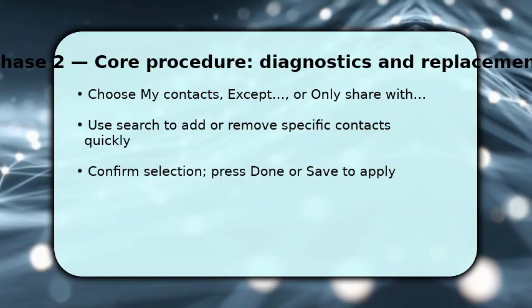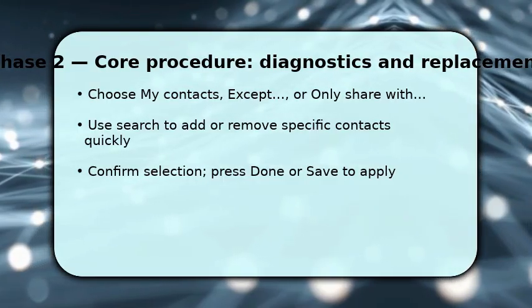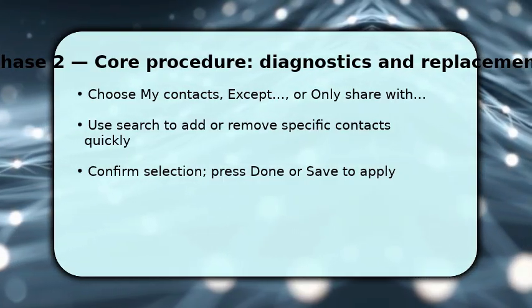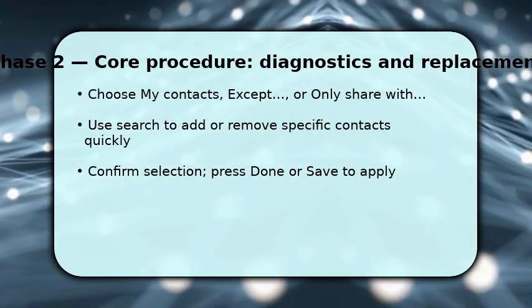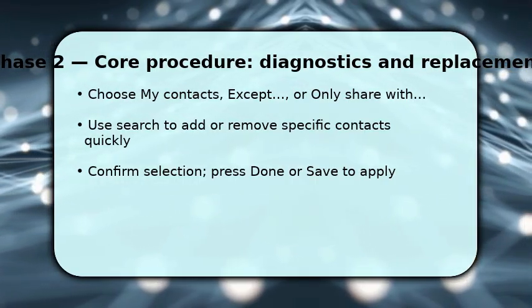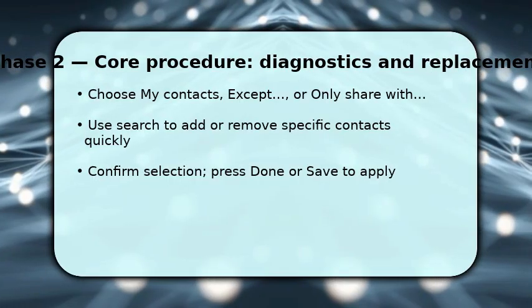Use the search box to find names faster. Make sure to scroll through long lists so you don't miss someone. After selecting, press Done or Save to lock in those choices. This enforces the privacy for future statuses.